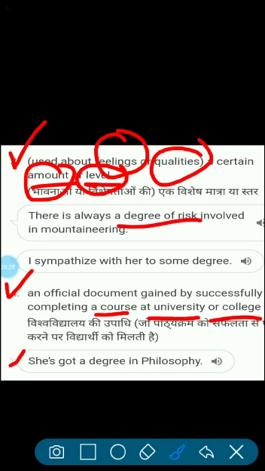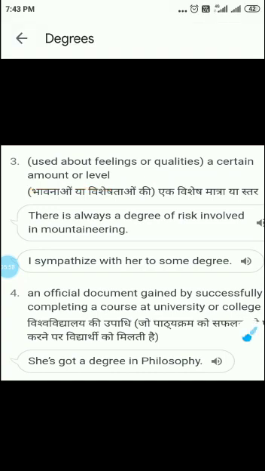And here is a sentence. She has got a degree in philosophy. That means she has studied philosophy for some time in a university or a college. All right. Okay, dear students. So our focus is going to be the amount or level of a quality in a certain thing. All right. Okay, let's move.